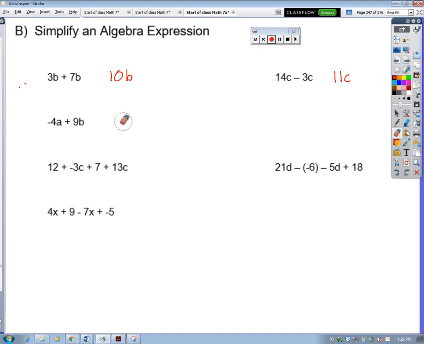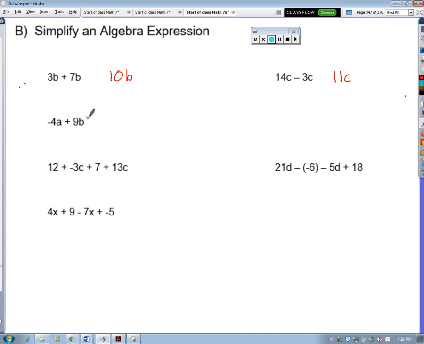Let me tell you why we can't. Because a represents some number we don't know, and b represents a different number we don't know. So we can't combine them together because they are different from each other. We can't simplify this down any more than what it is. It is just going to stay right here. We can't add them together and make that different. If they are not the same, then we can't add them together. This is all that we can do.